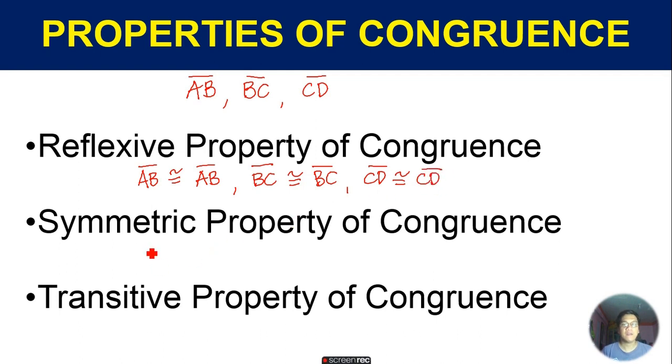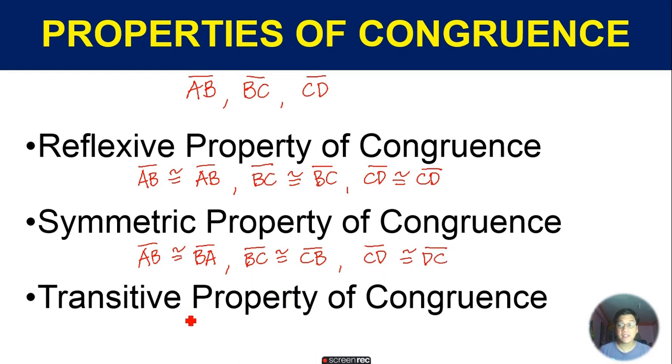Now, how about the symmetric property of congruence? This means that if you interchange the position of the letters, it will just be the same. Say for example, line segment AB is just congruent to line segment BA, switching the position. So line segment BC is congruent to CB, or line segment CD is congruent to line segment DC.